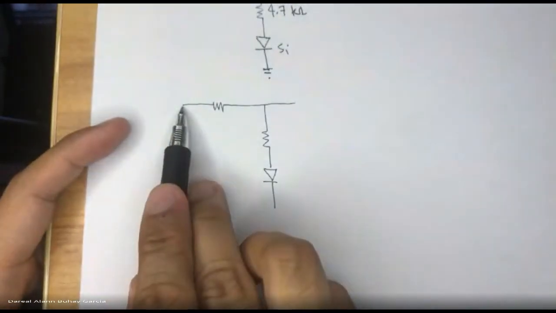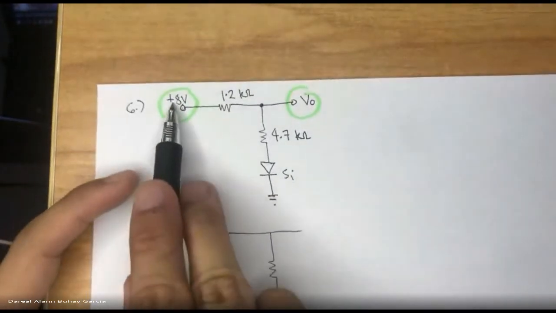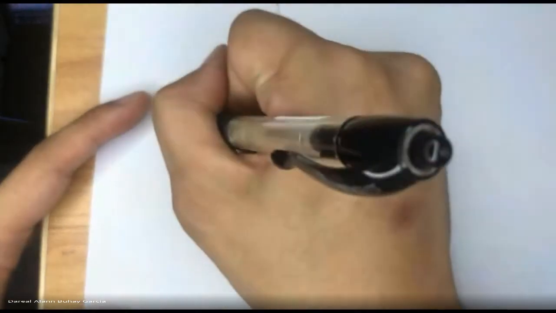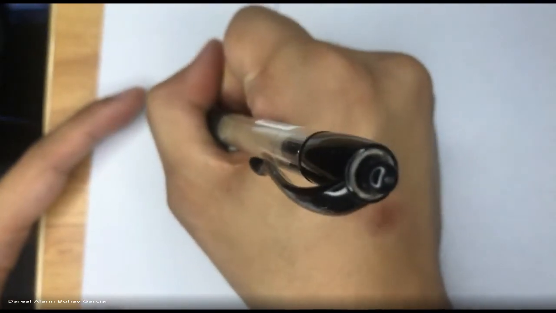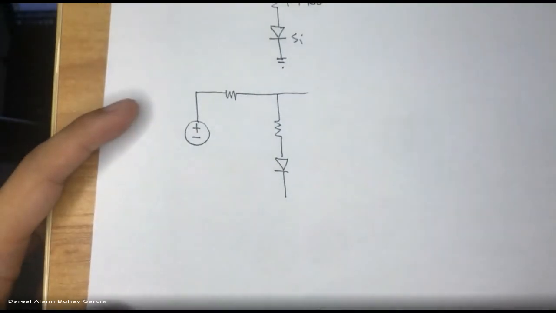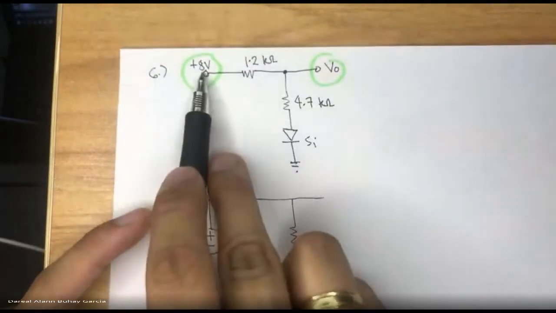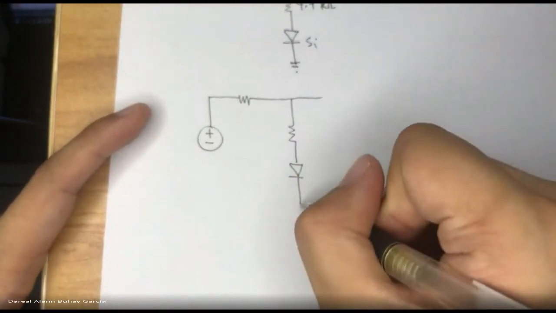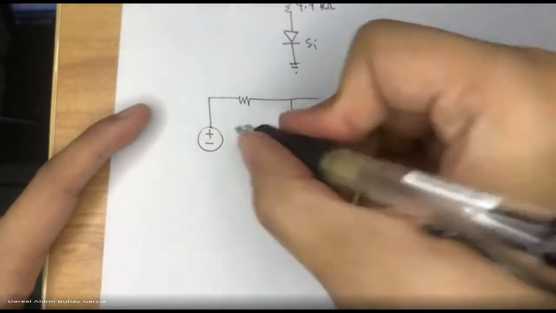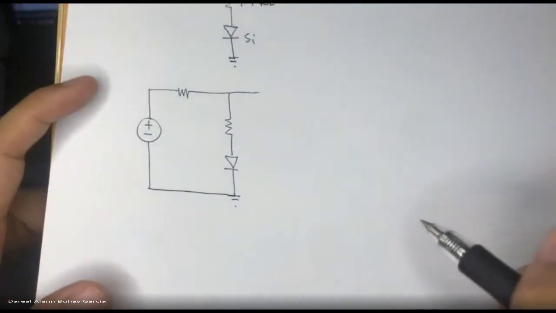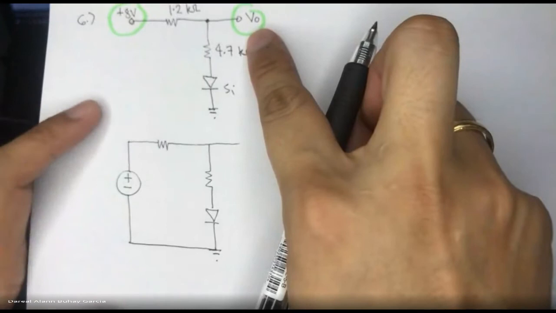Meaning the positive terminal of the 8 volts battery is connected here. Okay. So the positive terminal is connected to the 8 volts battery. Where is the negative terminal connected? Directly to the ground. So here is our ground. Connected directly to ground. The same goes for VO.